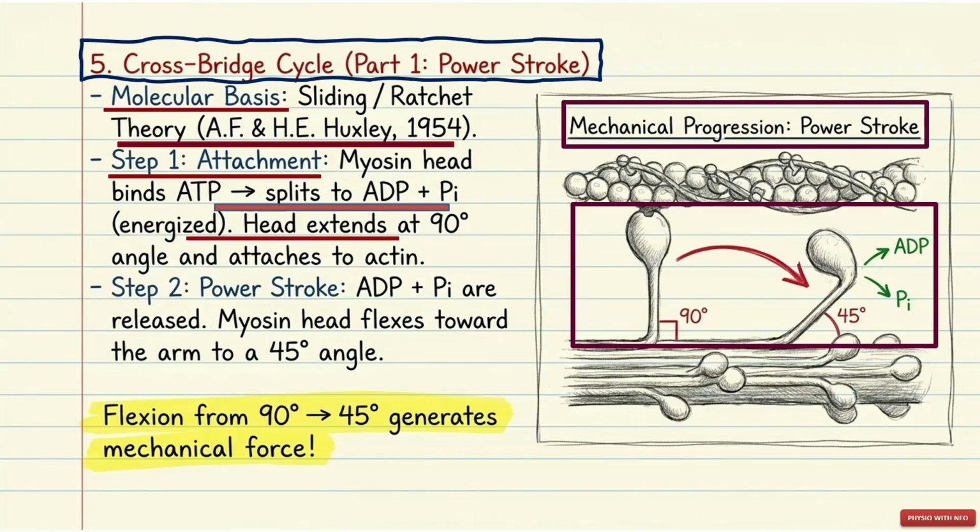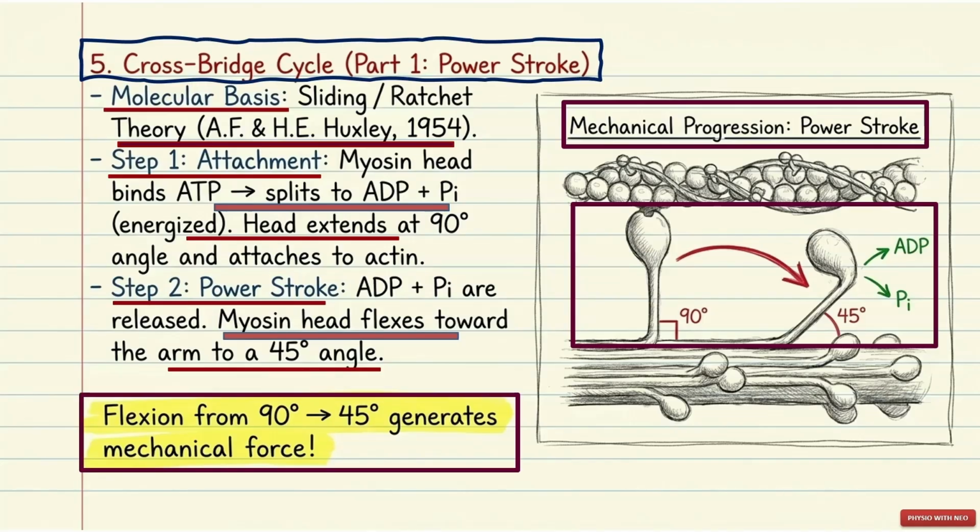Now comes the power stroke. The myosin head changes its position and pulls the actin filament toward the center of the sarcomere. That is, when ADP and phosphate are released, the myosin head flexes toward the arm to a 45-degree angle. This is the actual mechanical movement that produces the contraction. That is, the flexion from 90 to 45 degrees generates mechanical force.